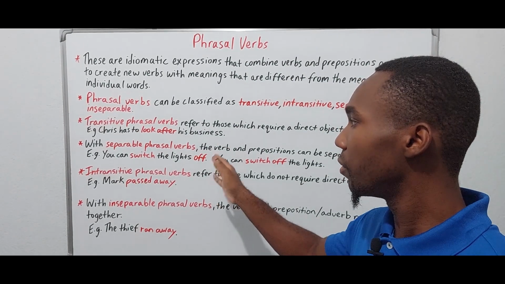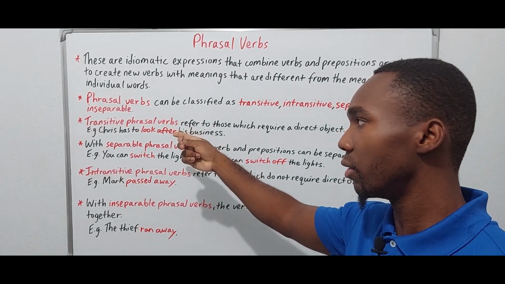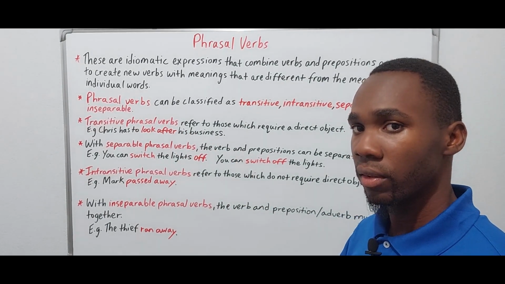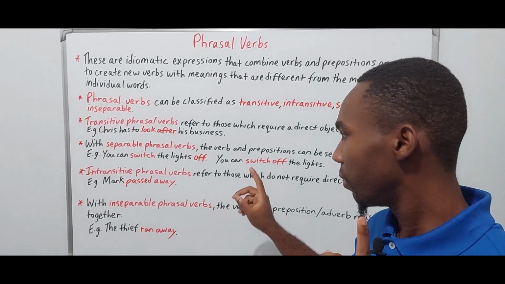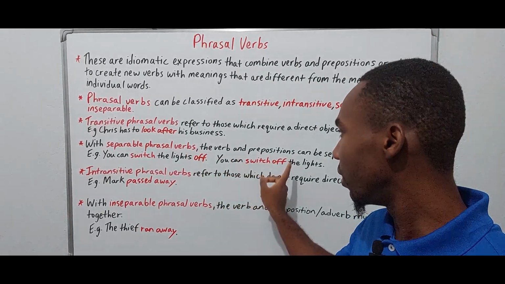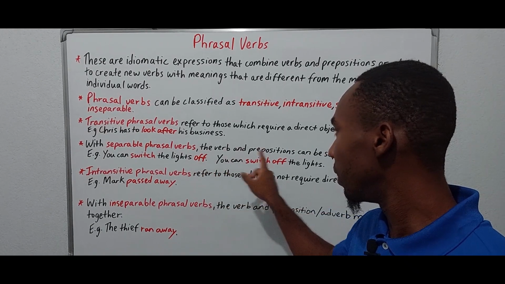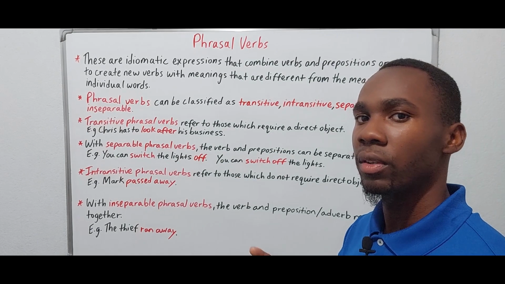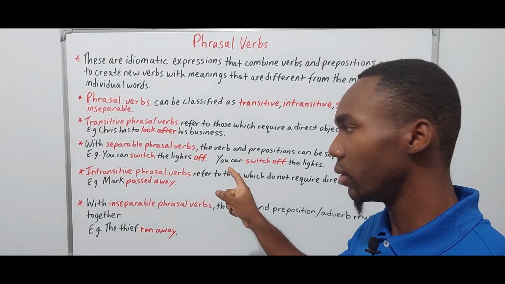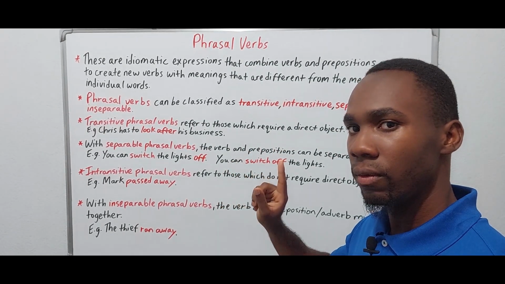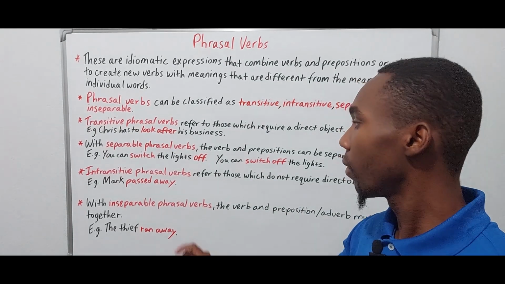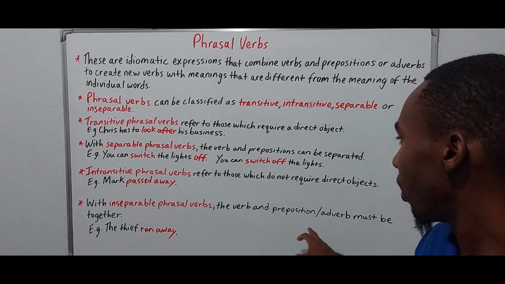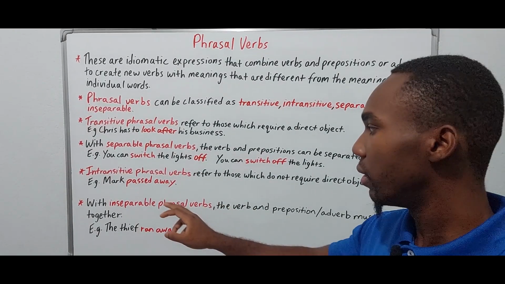So of course, separable phrasal verbs will relate to transitive verbs because transitive phrasal verbs require direct objects, right? But you see that there are two different placements here. But like I said, not all transitive verbs are going to be separable. So let's see what inseparable means, right? So with inseparable phrasal verbs, the verb and preposition or adverb must be together.